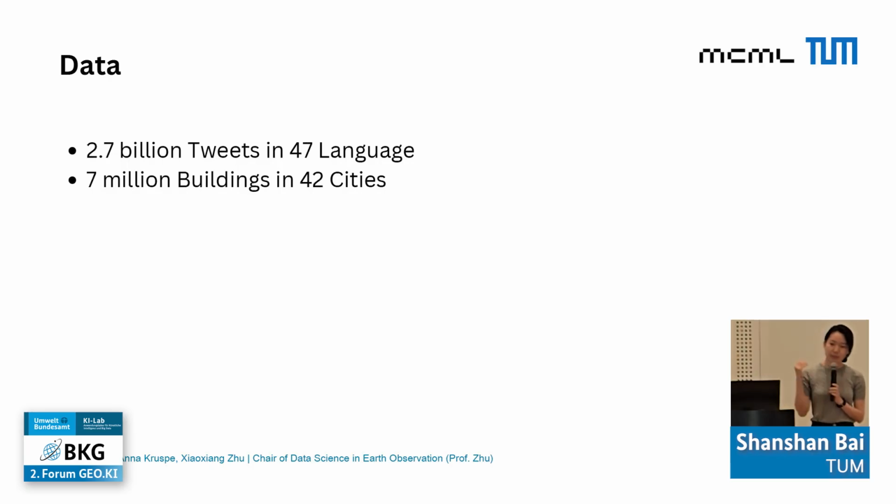So eventually, my colleague has built this data set. He spent years on this work. Even though I just wrote two sentences here, this is actually the most difficult part of this work. We have eventually collected 2.7 billion tweets in 43 different languages. So this is a very large-scale multilingual data set. And the buildings cover 42 different cities all over the world, and in total 7 million buildings. So this is a really large-scale data set, and we are going to publish it, and hopefully we can also encourage other researchers to do this research further.